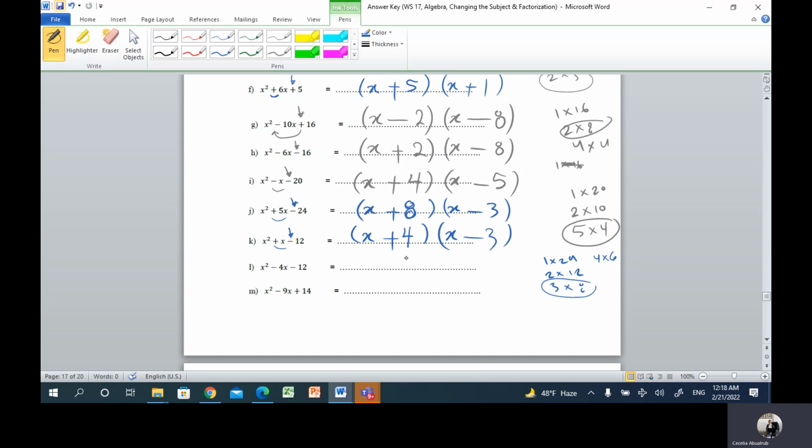X squared minus 4x minus 12. So again, we're going to open two brackets. Look at the last term, it's negative. So one bracket will take the addition, the other one will take the subtraction. And then x squared, it's x, and 12 is 1 times 12, 2 times 6. The difference between the 2 and 6 is 4. So the middle term is negative, so the 6 is here and the 2 is here because the middle term is negative and 6 is greater than 2, so the 6 should be going to the negative side.